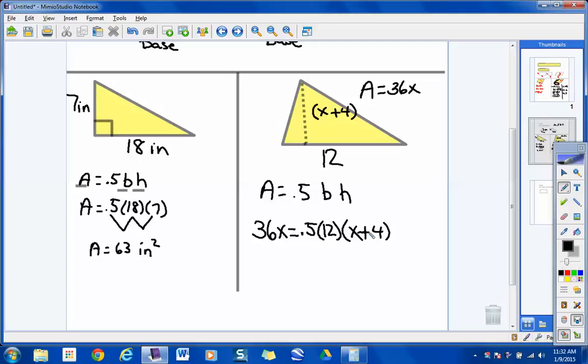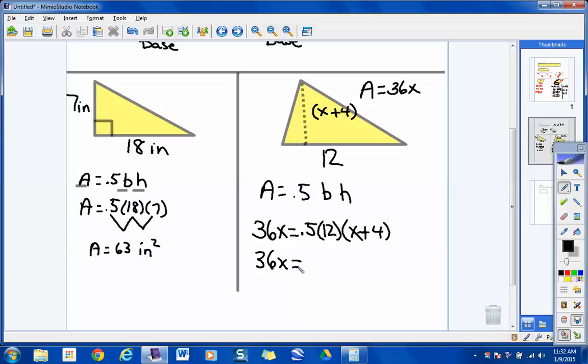Why 36x on the left, gang? Why did I put that on the left? Anybody? It's my area. Yeah, plug it in. Okay. Why is the 0.5 here? Part of the formula for the shape we're talking about. Good. Why is it 12 right there? That's the base. Why is x plus 4 in parentheses there? That's the height. Let's work.